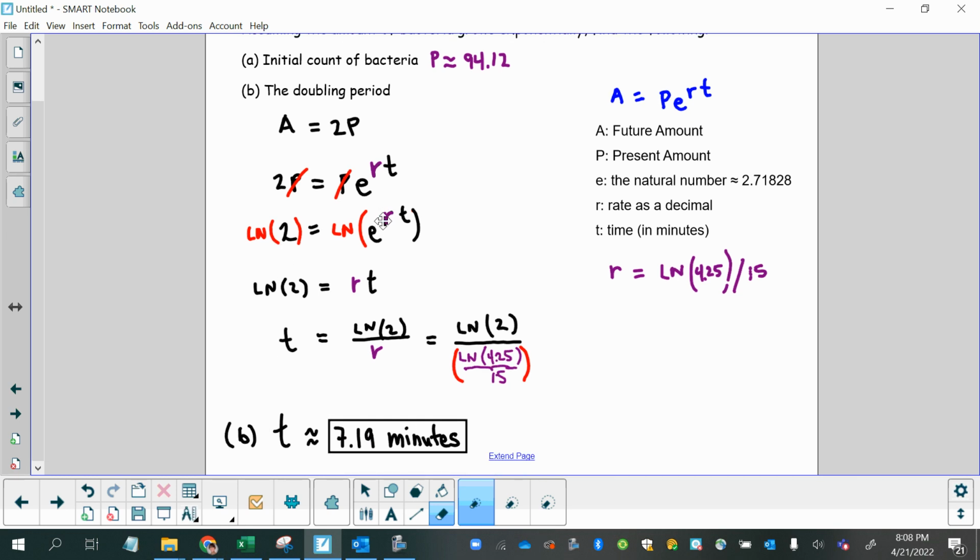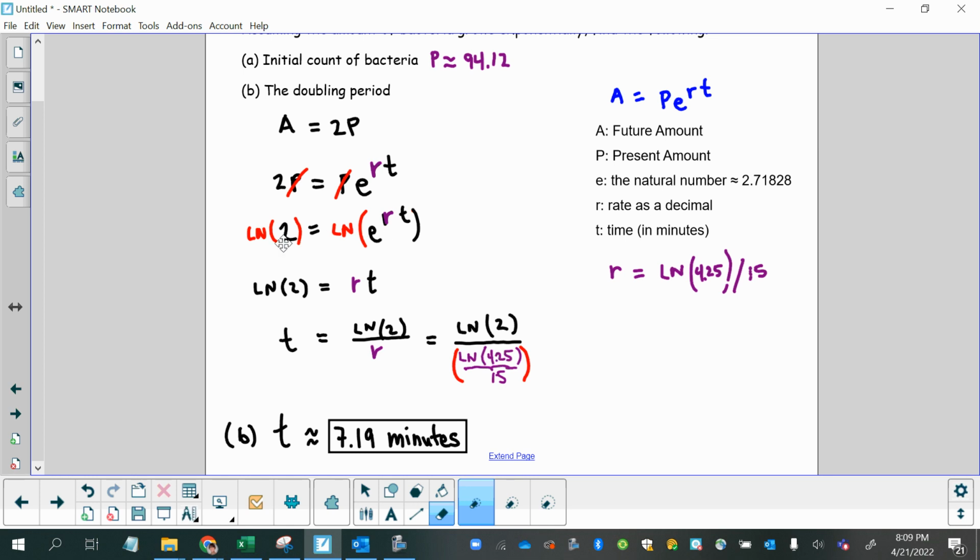I know what R is, but I don't know what T is, but that's ultimately what I want to get, right? So I know what R is. It's natural log 4.25 over 15, but I'm not going to plug it in yet. I'm going to solve for T first, and then at the end I'll plug in the value for R, just because it's a lot to keep writing over and over. So if I keep it just R for now until I have solved all this for T, it'll be a lot easier on me.